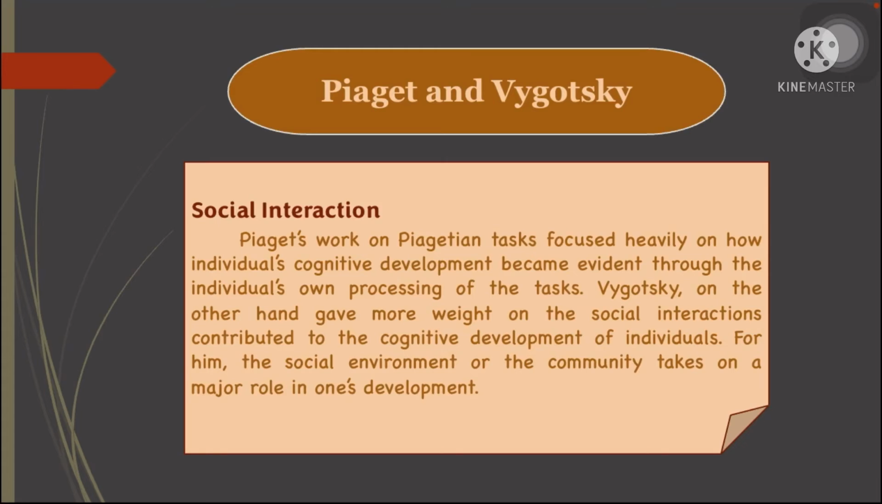Piaget and Vygotsky. Social interaction. Piaget's work on Piagetian tasks focused heavily on how individuals' cognitive development becomes evident through the individual's own processing of the task, while Vygotsky, on the other hand, gave more weight to the social interaction contributed to the cognitive development of individuals. For him, the social environment or the community takes on a major role in one's development.